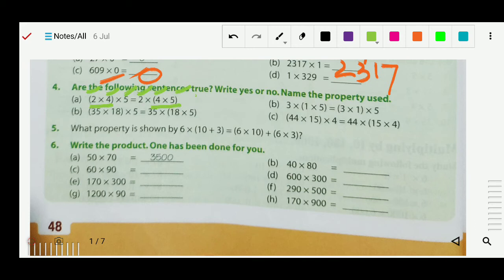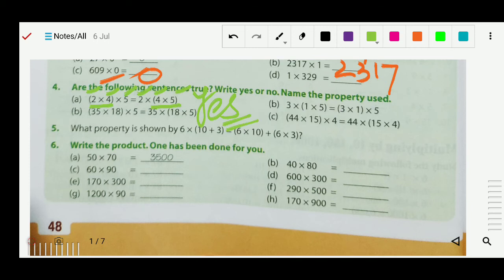So which type of property is it? I told you that when it is grouped and the order is changed, that type of property is called associative property. Which type of property? Associative. So, is the following sentence true? Yes, it is true.